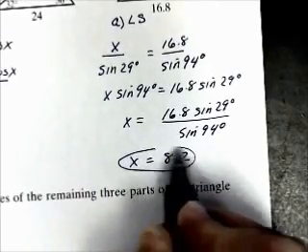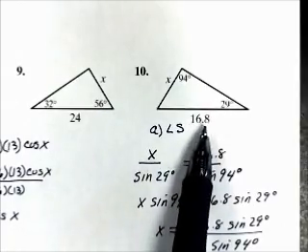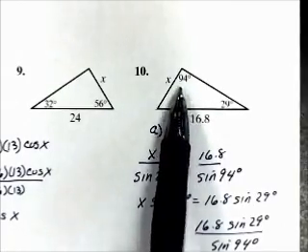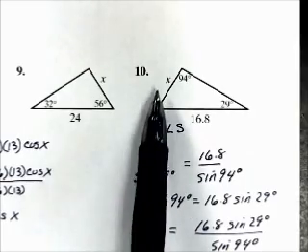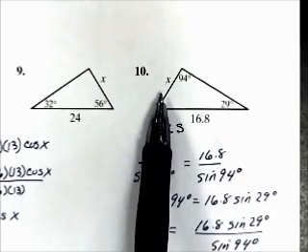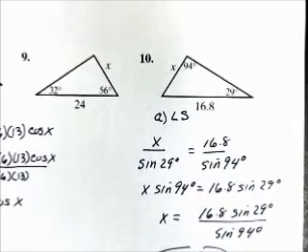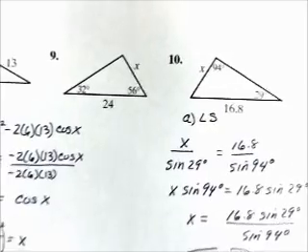Is it reasonable? Yes. The 16.8 was opposite a 94-degree angle, so our 8.2, a much shorter side, is opposite a much smaller angle, 29 degrees. Okay, next I want to do number 7.